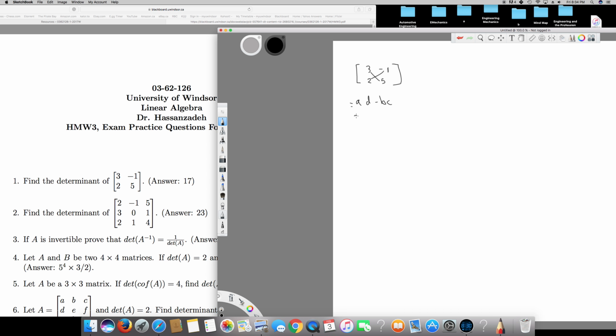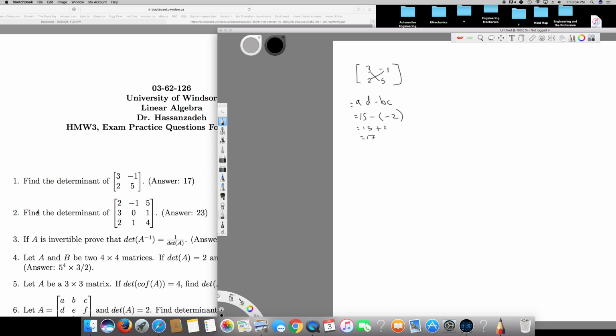So let's see. AD is going to be 3 times 5, 15, minus, and 1 times minus 1 times 2 is going to be minus 2. So we have to write minus 2. 15 minus minus 2 is going to be 15 plus 2. Therefore, the answer is 17. We found that.